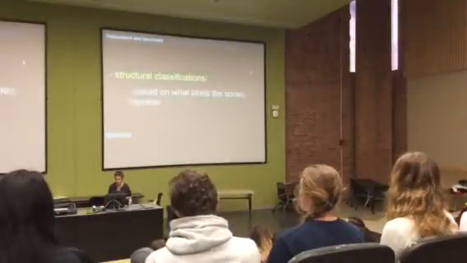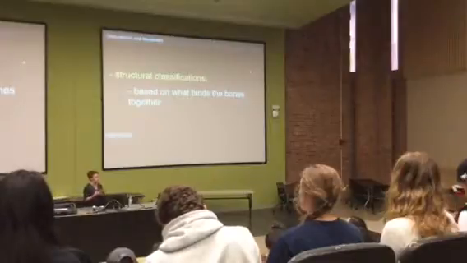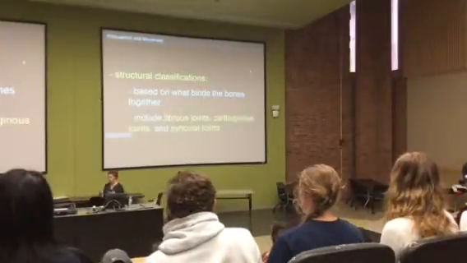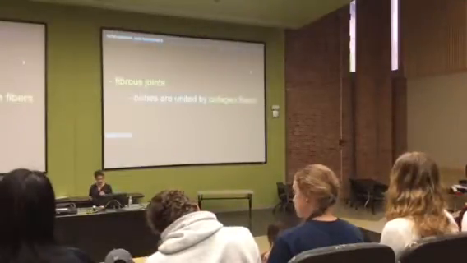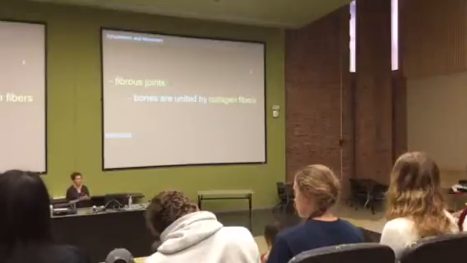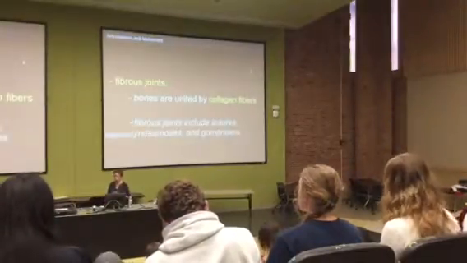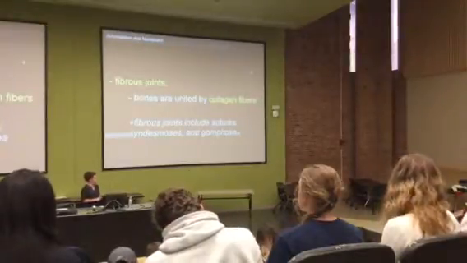Then we have structural classifications. We look at what's binding the bones together. It could be collagen, could be cartilage, could have lots of ligaments and different structures. So we'll talk about fibrous joints first. We have bones held together by collagen fibers. Sutures are definitely one of those. We'll also see a syndesmosis and gomphosis.